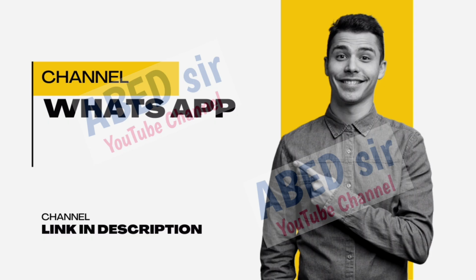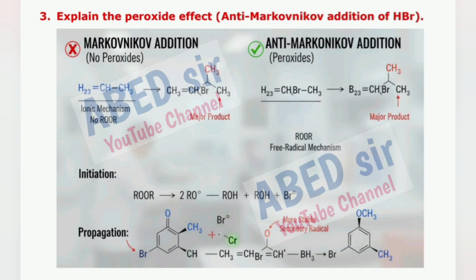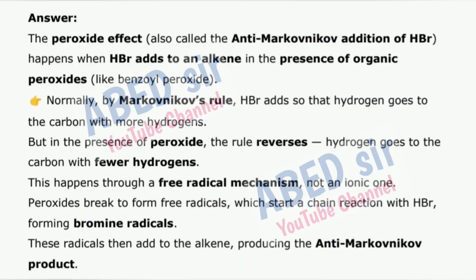Next important short question is: 3. Explain the peroxide effect, anti-Markovnikov addition of HBr. Answer. The peroxide effect, also called the anti-Markovnikov addition of HBr, happens when HBr adds to an alkene in the presence of organic peroxides, like benzoyl peroxide. Normally, by Markovnikov's rule, HBr adds so that hydrogen goes to the carbon with more hydrogens. But in the presence of peroxide, the rule reverses: hydrogen goes to the carbon with fewer hydrogens.